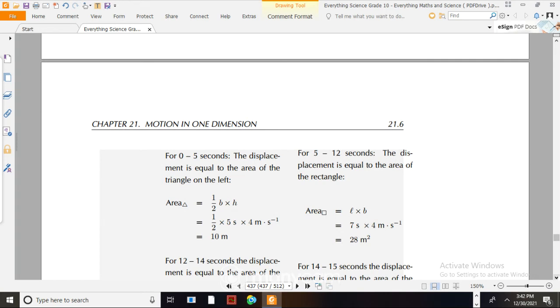For 0 to 5 seconds, the displacement is equal to the area of the triangle on the left. Area is equal to half base times height: the base is 5 seconds, the height is 4 meters per second. Calculating, you'll get 10 meters.